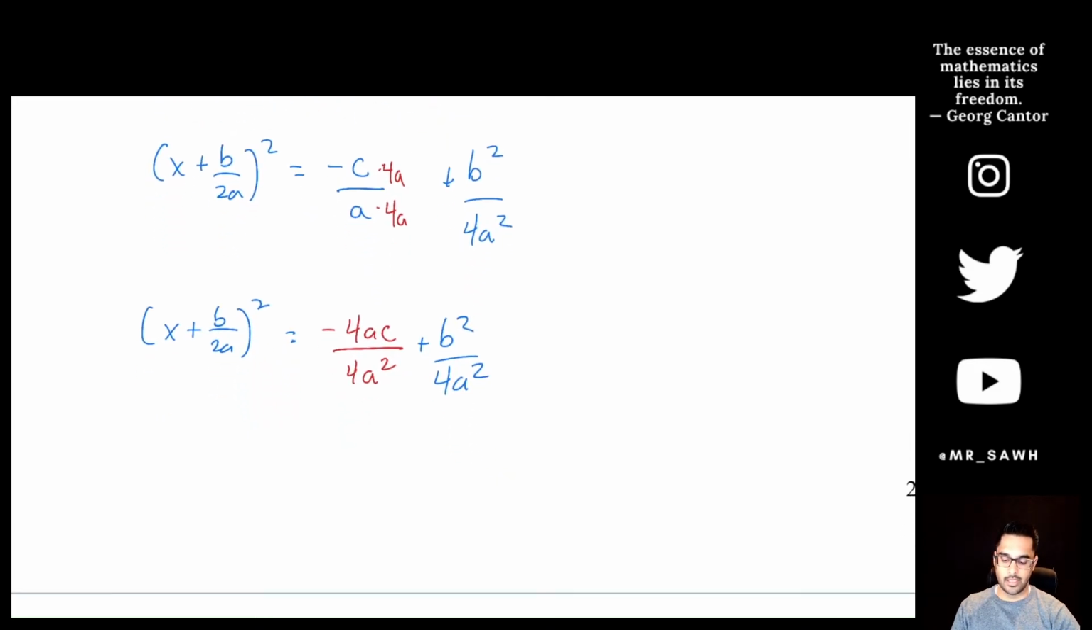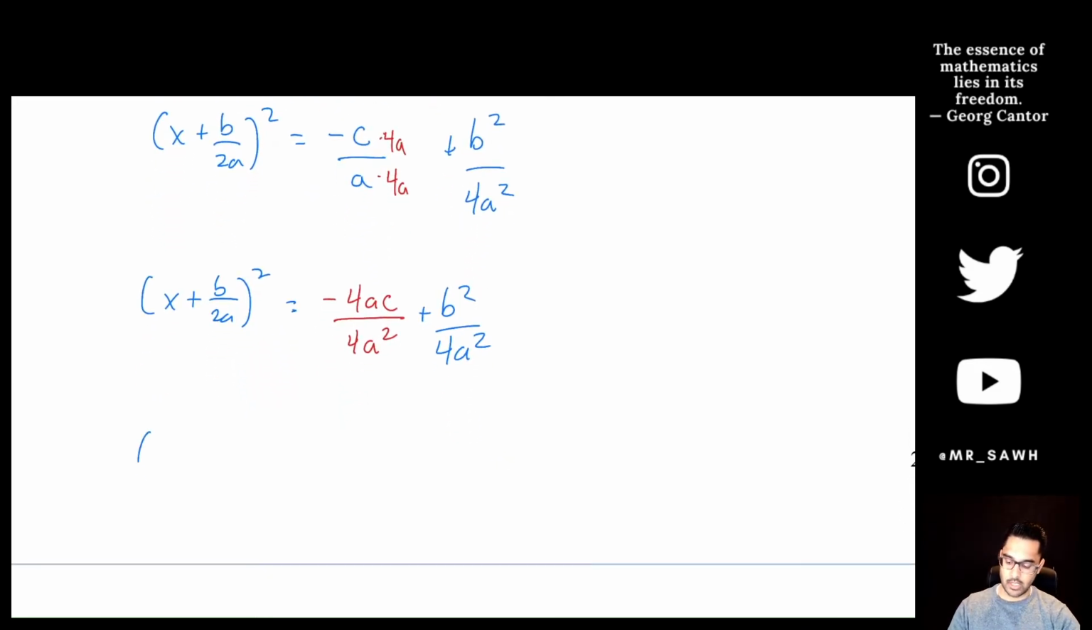So now I can add some things together. Again, we'll leave the left side alone just for now until we put things together on the right.